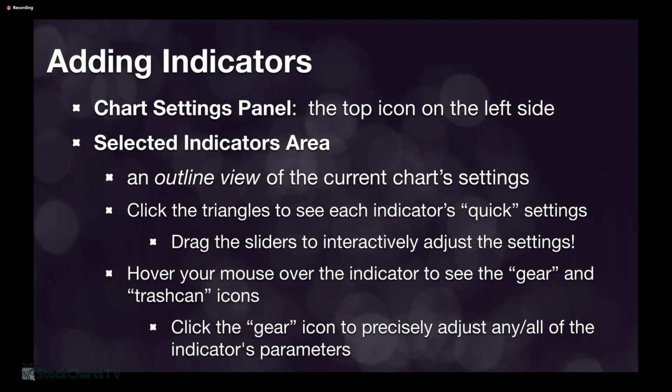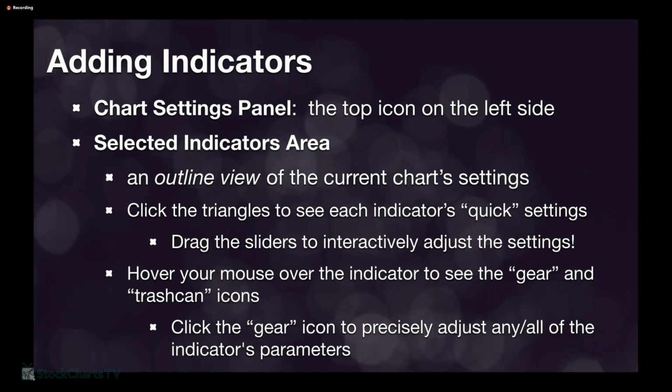When you open up that panel, you're gonna see there's two areas. There's the selected indicators area, and below that is the add an indicator area. So the add an indicator area has all the different indicators that we have. You'll see it's a big, long, huge list. But up above that is the selected indicators area. And it's kind of important you understand how that works.